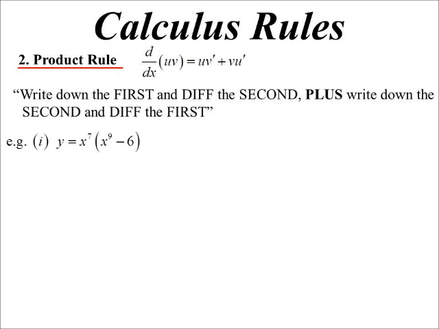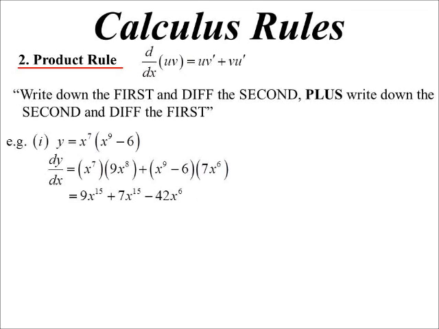So here we go. Yes, I could expand that out, but let's look at this as an example of the rule. I've got two functions here, x to the power of 7, and the other one's x to the power of 9 minus 6. So I write down the first, x to the 7, diff the second, 9x to the power of 8, plus write down the second, x to the 9 minus 6, diff the first, that becomes 7x to the 6. So I do it as I say it in my head or out loud if you really want to impress people, but it gets it down. You don't have to worry about the formula, uv dash plus uv dash. Just do it this way. Now let's tidy that up, and we get, oh, actually that can go a bit further, and there's our answer.